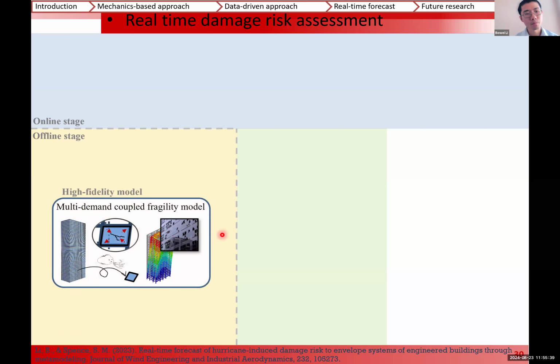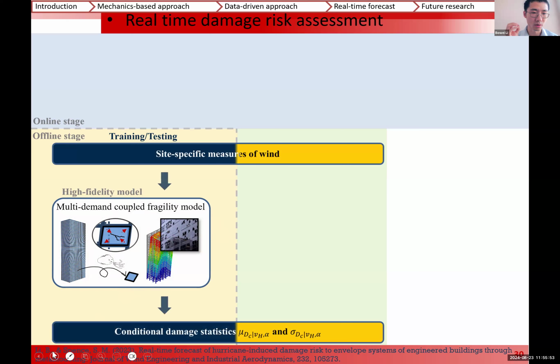Okay, so first we have a high fidelity damage model here. So the idea is that we first gather a set of high fidelity data here. So we can first generate a set of representative sample points of wind speed and direction. Take that as input to evaluate a set of conditional damage statistics, that is mean and standard deviation of the damage measures. Why conditional? It is conditioned on the wind speed and the direction samples that we have. So now we will have data pairs of wind speed and direction to damage statistics.